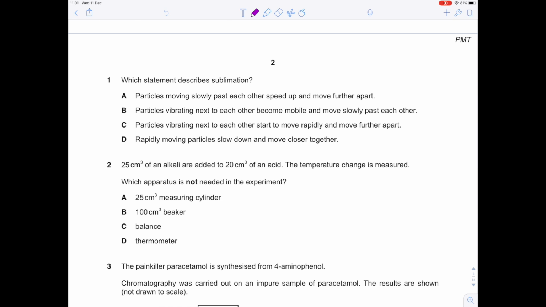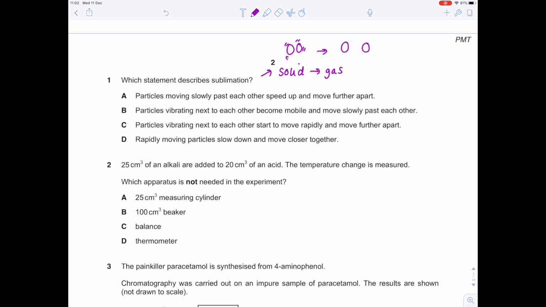Which statement describes sublimation? So remember, with sublimation, we're going from a solid directly into a gas. In a solid, the particles are close together. Remember, they vibrate slightly. And then in a gas, they move far more quickly, far further apart. So let's have a look.